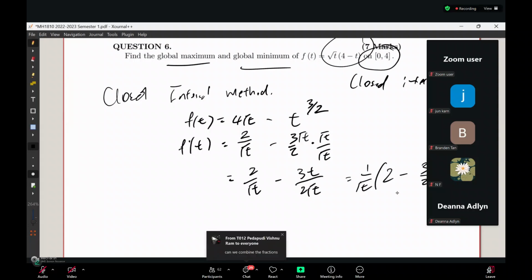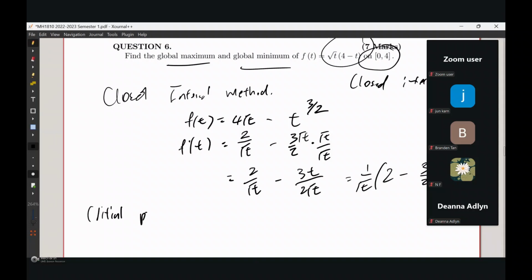And remember that we're going to find our critical points. Can we combine the fractions? Here you can combine the fractions also if you want. Up to you. The goal is you want to find critical points. As long as you can solve for the critical points, you're fine. So first, my derivative is this.